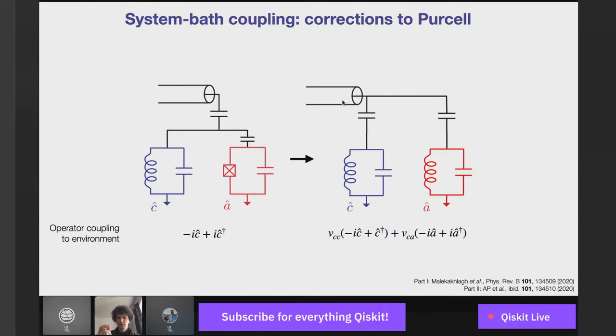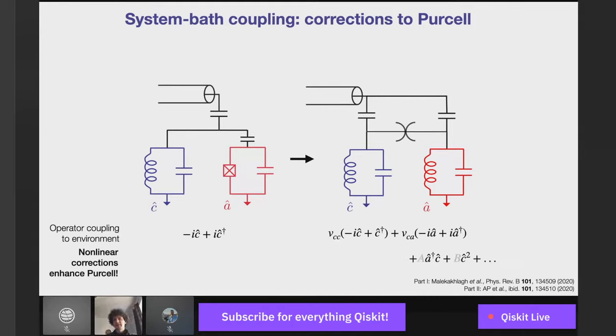I want to stress that this is a very fundamental point, that the Purcell effect to first order is a linear effect. It just has to do with the fact that one of the bare modes, the readout cavity, is coupled to this waveguide, so to the environment, but the qubit is coupled to this readout cavity. And when we do the normal mode transformation, the qubit itself now becomes coupled to the environment. And this is what gives us Purcell.